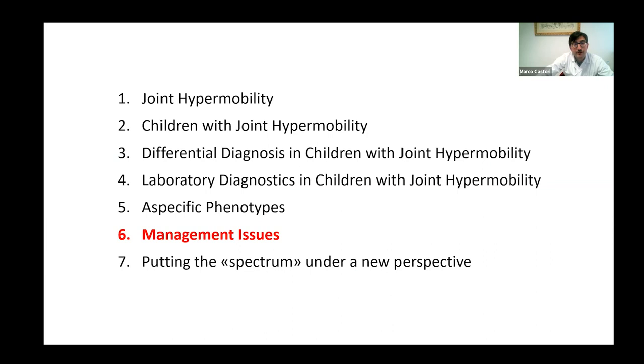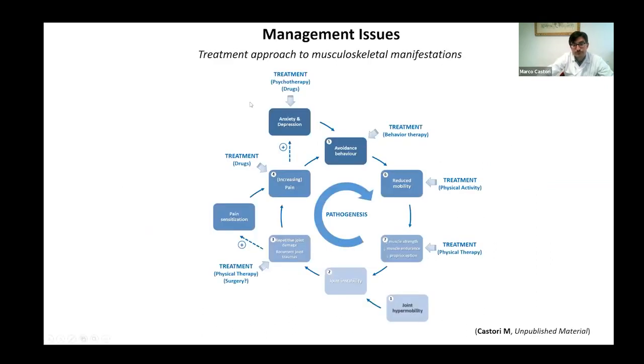Their existence and role are relevant for counseling. A few slides on management issues. The mechanism leading from joint hypermobility to its biomechanical and neuromediated attributes may be used to imagine a physiopathological process able to explain symptom onset, chronification, and contribution to disability.